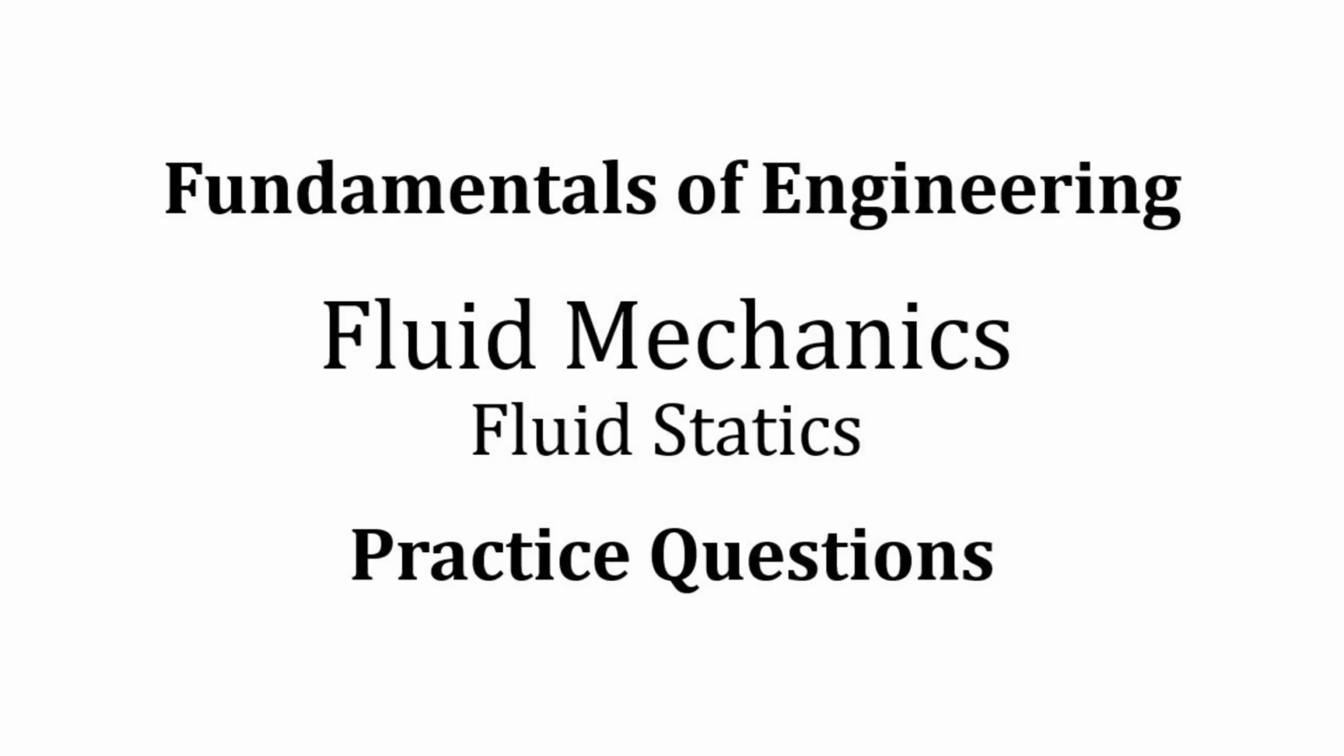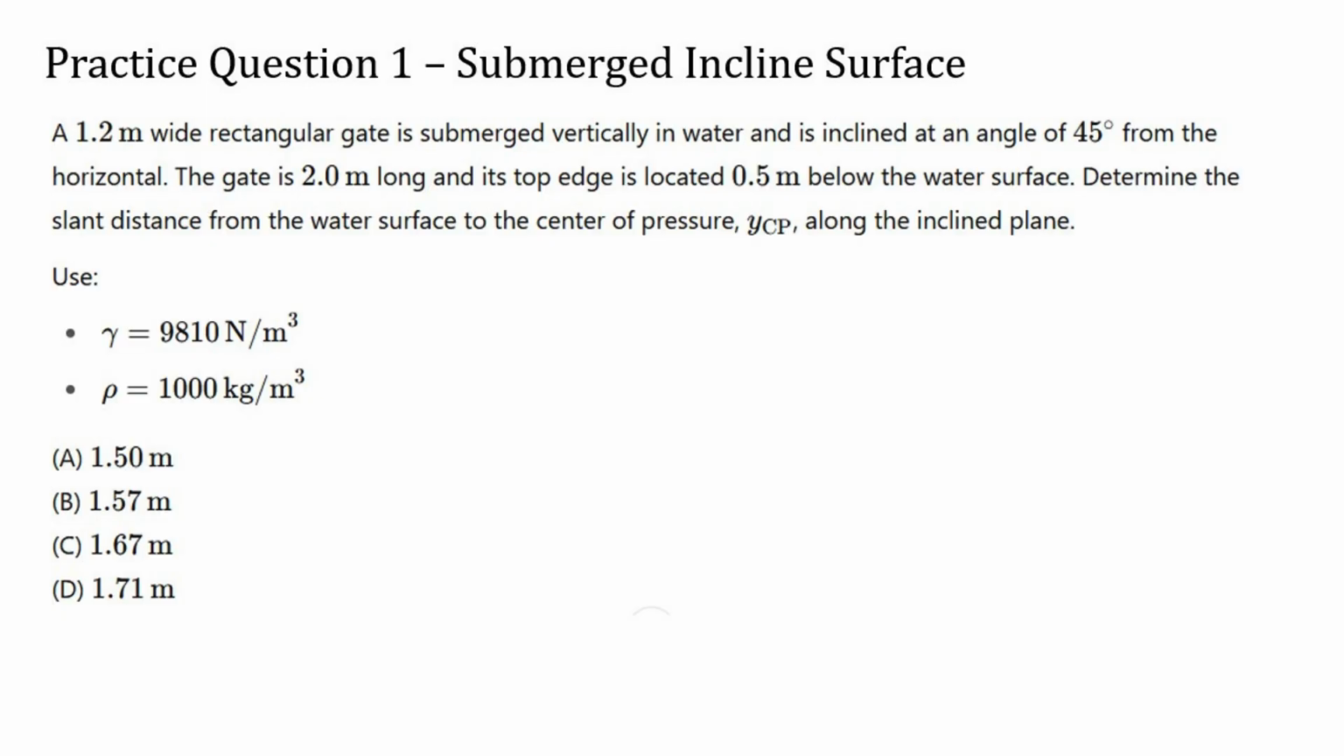Now, let's get started with some fluid mechanics practice questions. Practice question 1. A 1.2 meter wide rectangular gate is submerged vertically in water and is inclined at an angle of 45 degrees from the horizontal. The gate is 2 meters long, and its top edge is located 0.5 meters below the water surface. Determine the slant distance from the water surface to the center of pressure, YCP, along the inclined plane.